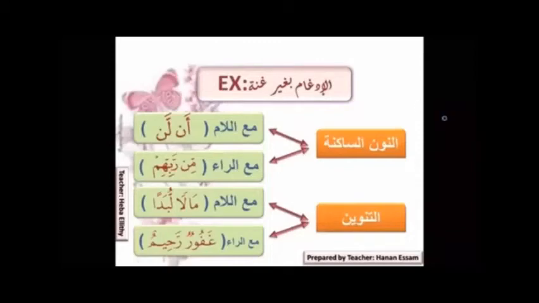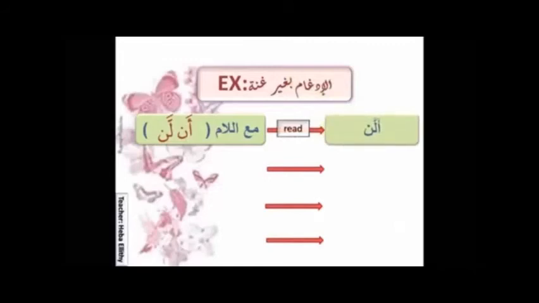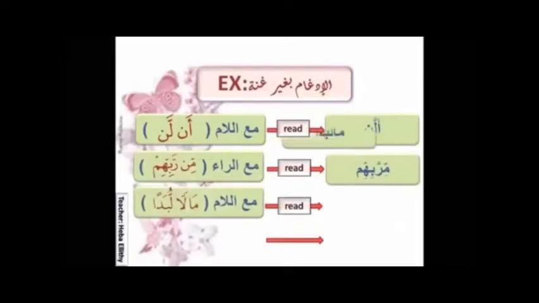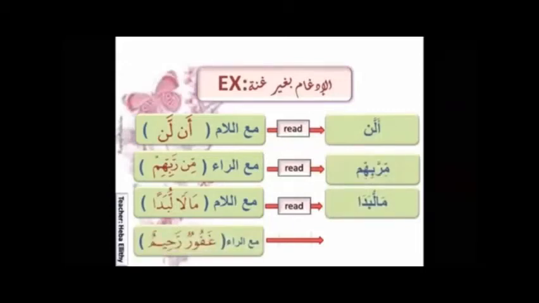It will be more clear for you by it. With the lam, allan. How can I read it? Allan. With the ra, mir rabbihim. Read it. Mir rabbihim. With the lam on the tanween, ما للبدا. Read it. ما للبدا. غفور رحيم. How can I read it? غفور رحيم. This is how can I do the إدغام بغير غنة. إن شاء الله it's clear for you.